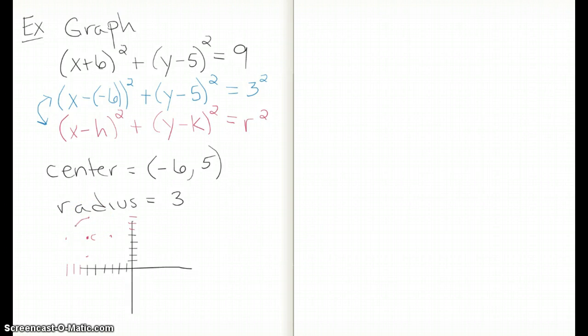I'm going to try my best. Let's see how this goes. Circle. Yes, it's a little bit off on the sides, but you get the idea. So that's how we can graph a circle like this.